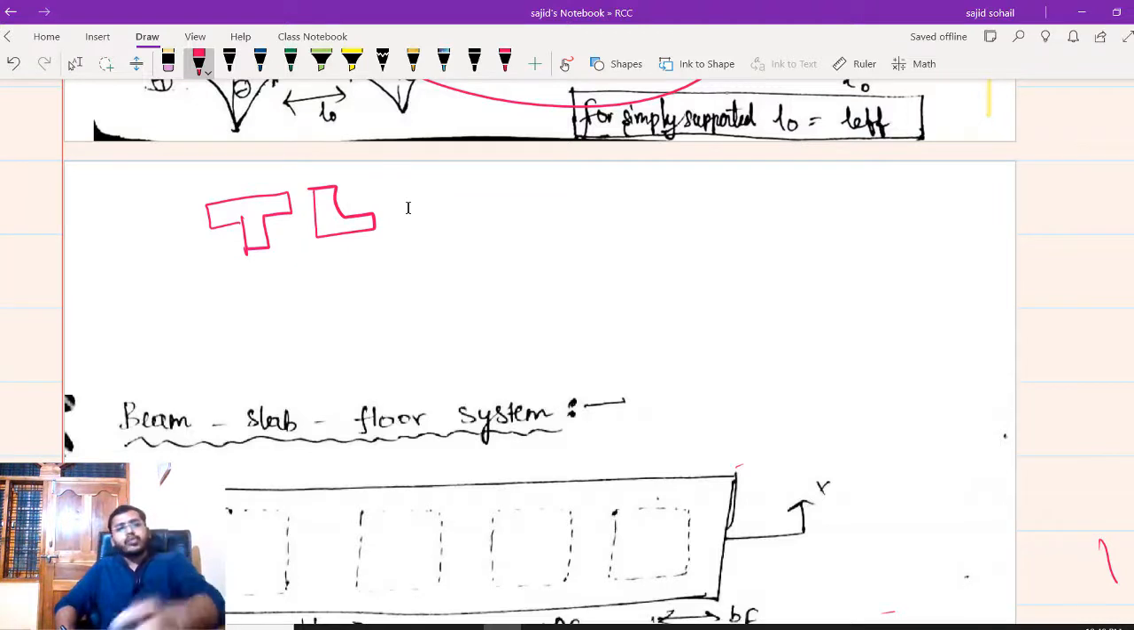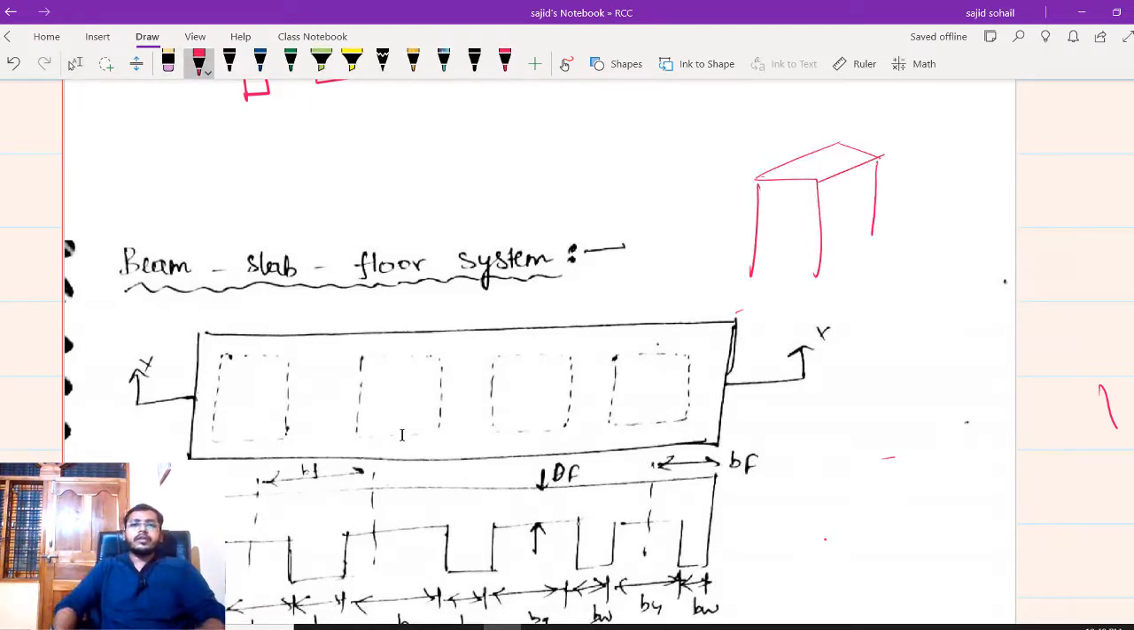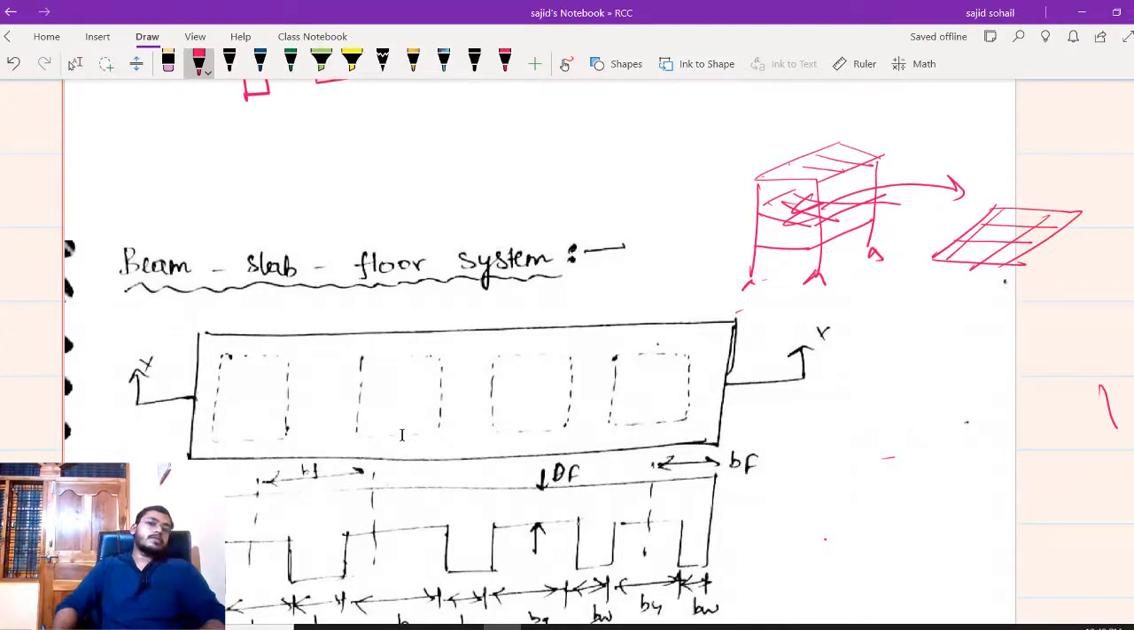Now let us see when we have a system, generally beam, slab, floor system, whatever it is. If you go to any floor, let us say this is your building, when you go to each floor, you will be seeing beams like this, agreed or not? And between these beams you will also find the slab. So on top of the beams you will also find the slab. It is very clear for you, no problem at all.